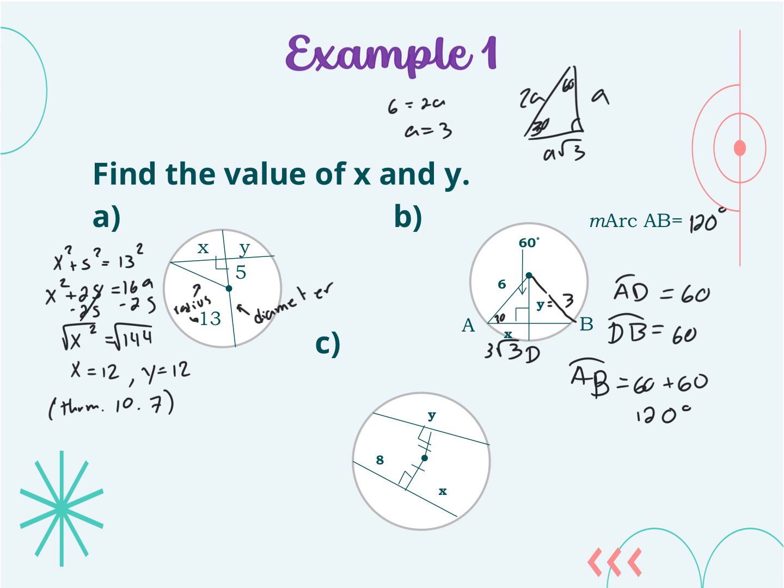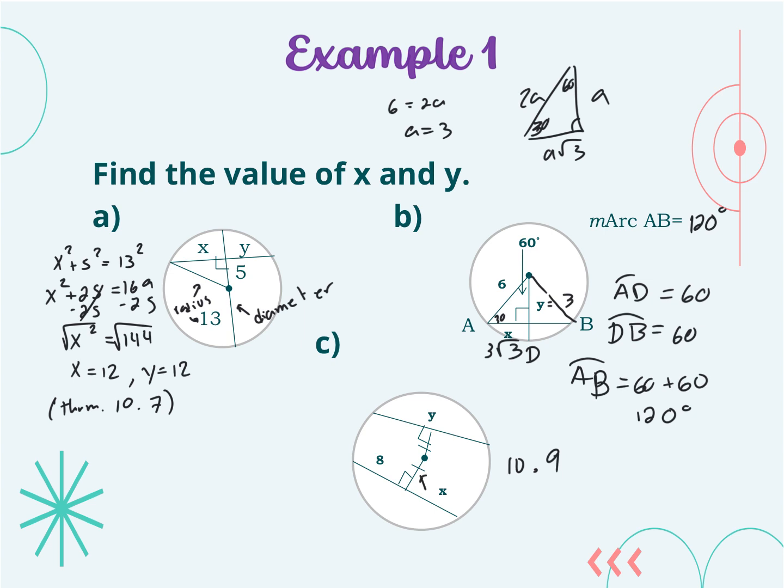You find X and B by using the special right triangles. And since they are congruent, we can say that the arc is going to be 60 plus 60. So we're able to solve it. Now for C, they want us to find X and Y. This is based on theorem 10.9, the equidistant chord theorem, which states that if two chords are the same distance from the center, then they're going to be congruent.